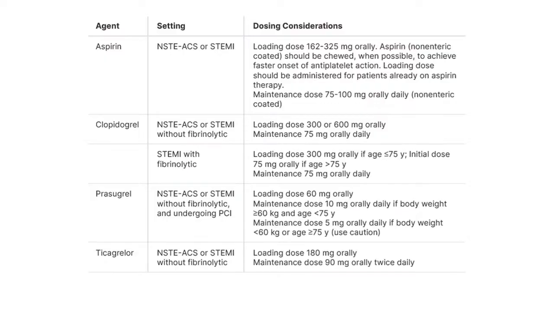So the loading dose of tica is 180 and that of prasugrel is 60 mg orally, just so that we know that if we are seeing such doses in an outside paper, don't get confused.